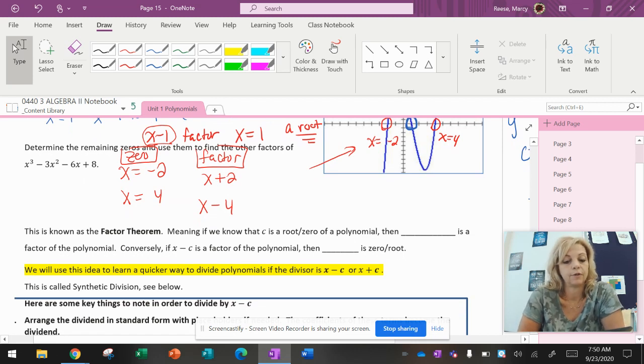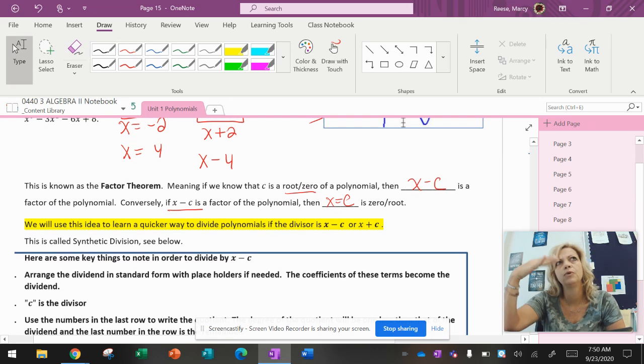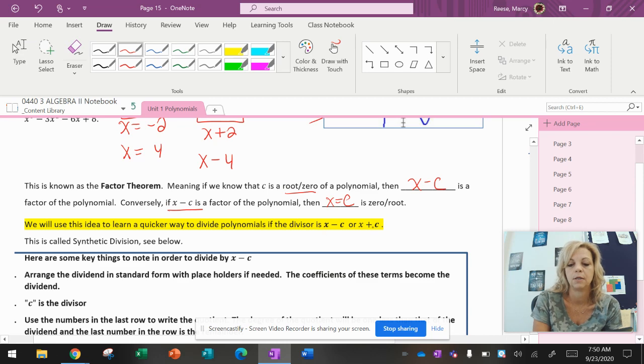Okay, so it says this is known as the factor theorem, meaning if we know that c is a root or a 0 of a polynomial, then x minus c is a factor of the polynomial. Conversely, if x minus c is a factor, then x equals c is the 0 or the root, okay? So we know when we do that division, it actually has a remainder of 0. That's how we are determining it. You're doing a long division. So we will use this idea to learn a quicker way to divide polynomials if the divisor is x minus c or x plus c. Okay, it's called synthetic division.